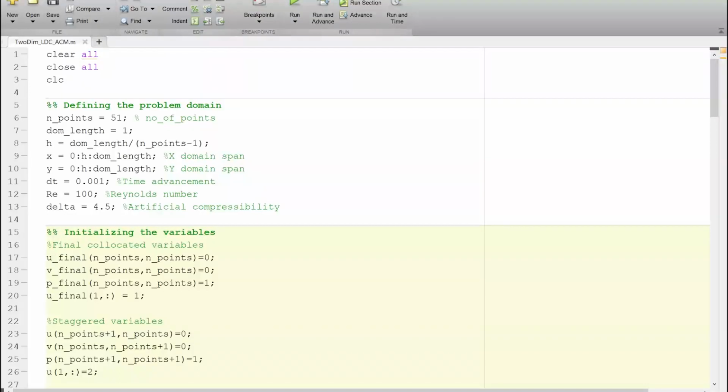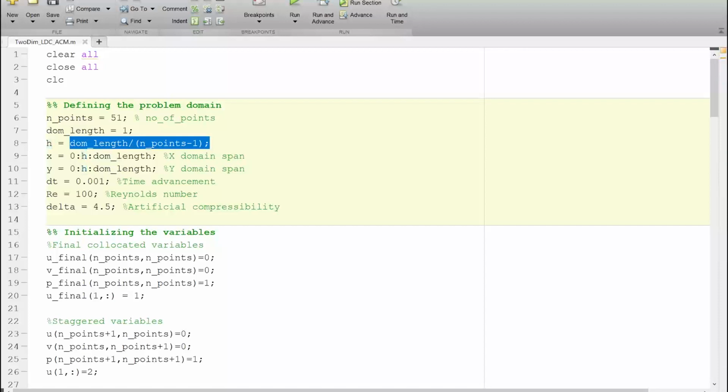So let me show you the code that I have written for the lid-driven cavity flow, where we would be solving the Navier-Stokes equation. So as always, we start with the first three lines, that is to clear all the variables, close all the figures, and clean the command window. Then we define the problem domain. So as an example here, I am taking 51 points in total, and I'm defining that variable as n points. And the domain length is equal to 1, which is also equal to the domain height. And corresponding to this, we have a grid spacing h, which is defined as 1 over 50.